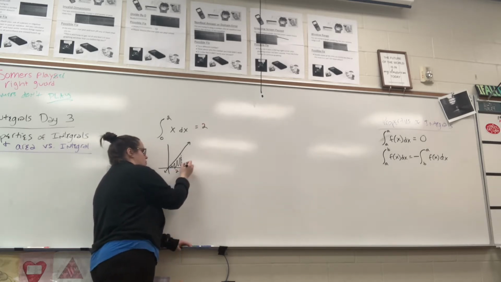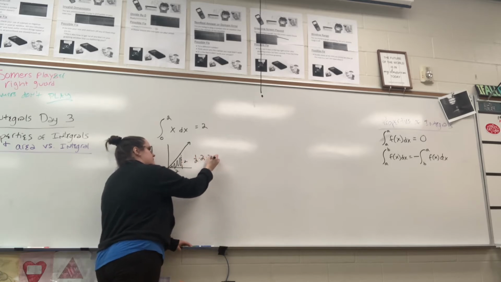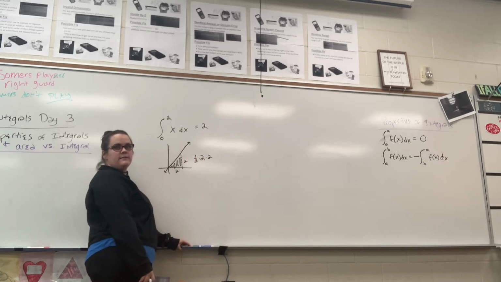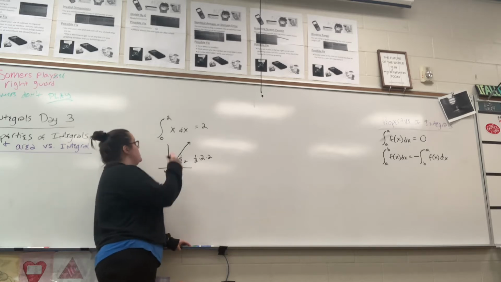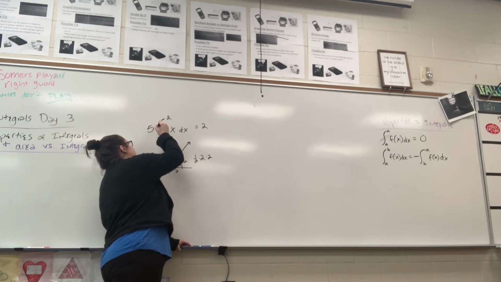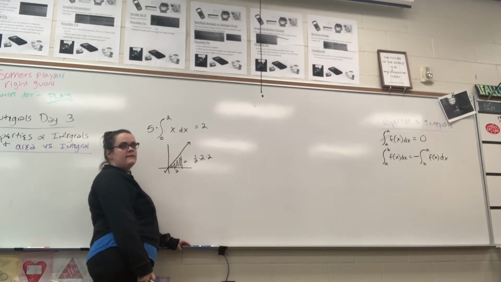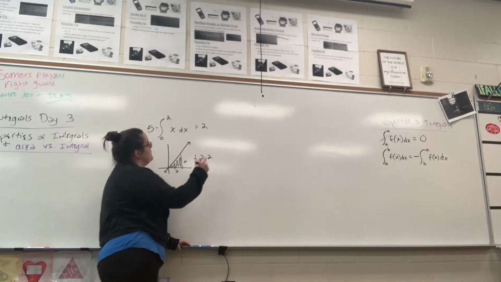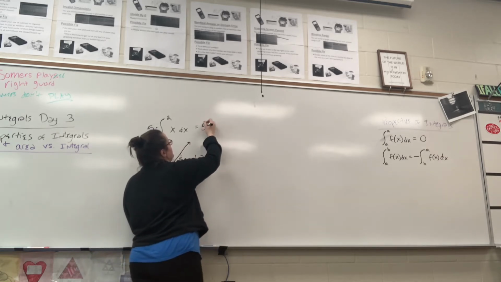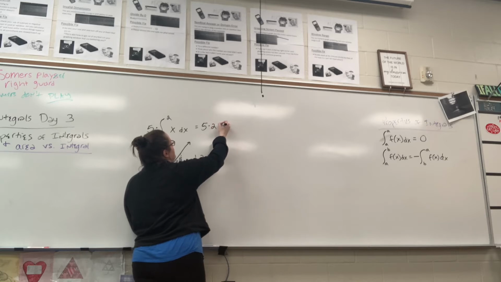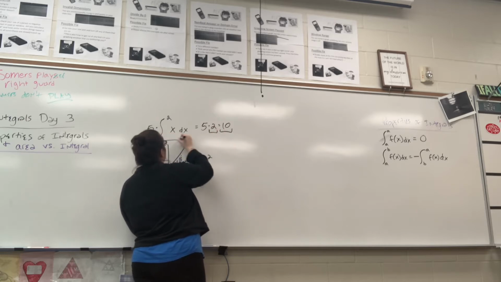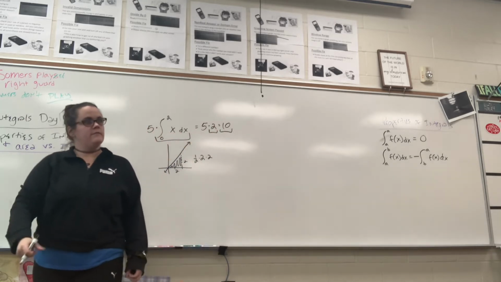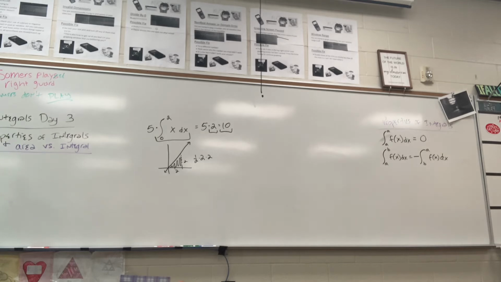2. So 1/2 base times height, right? Does that make sense? Any questions? Okay. So then what happens when I do that? Does it become 10? It does become 10. Yeah. Because I'm just doing 5 times the area under this shape. Does that make sense?